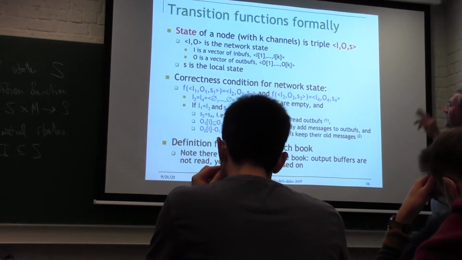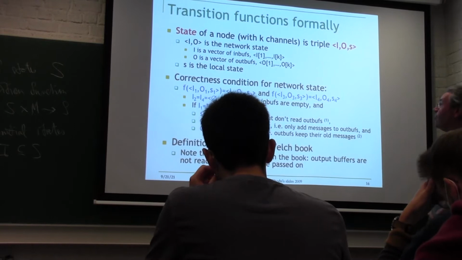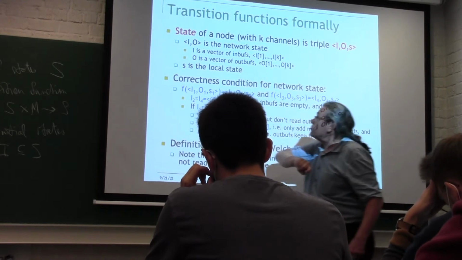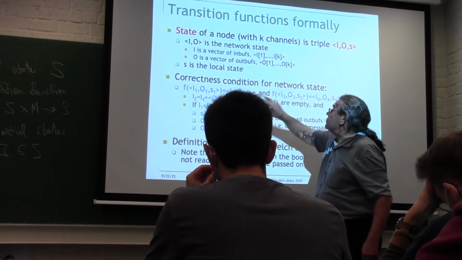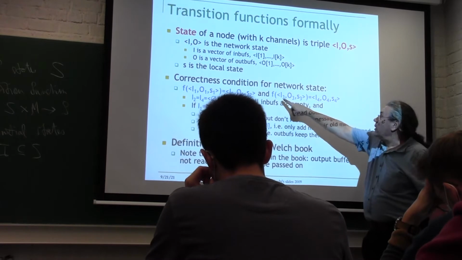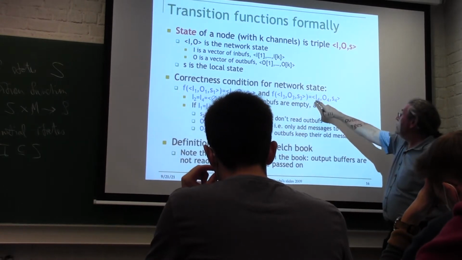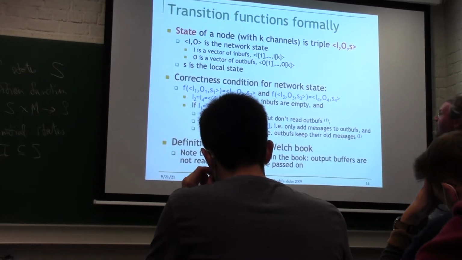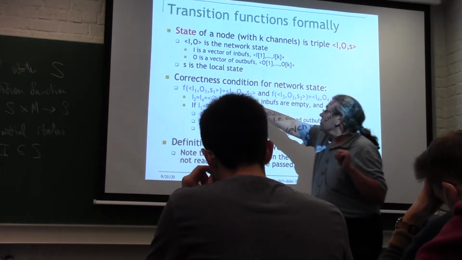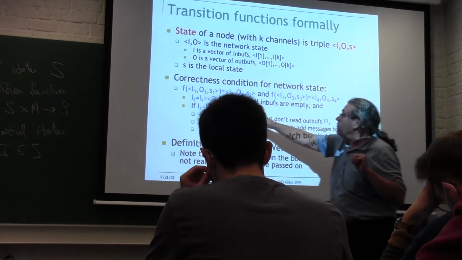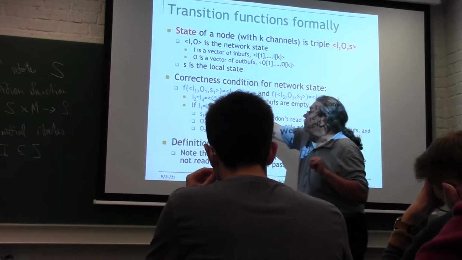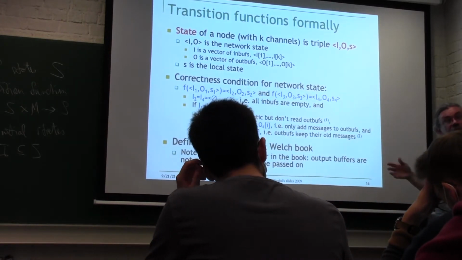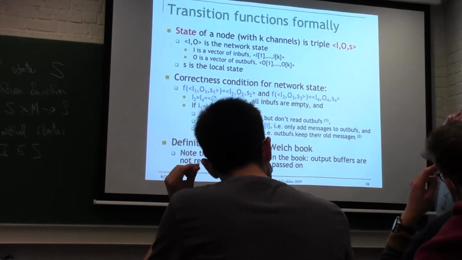And then there's a correctness condition. So assume we have I1, O1, S1, and F is the transition. So this gives I2, O2, S2. But assume we have another one, I3, O3, S3, and it gives I4, O4, S4. Now we can make some conditions, okay? So first of all, I2 and I4 are empty. Well, basically, a vector of empty sets. So all the inbuffs are empty. So this is just the rule that you read all the incoming messages, okay?